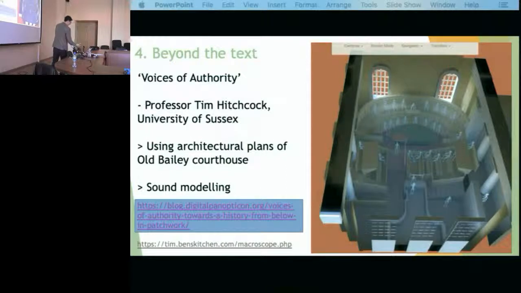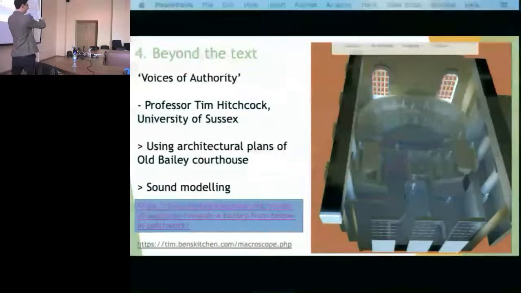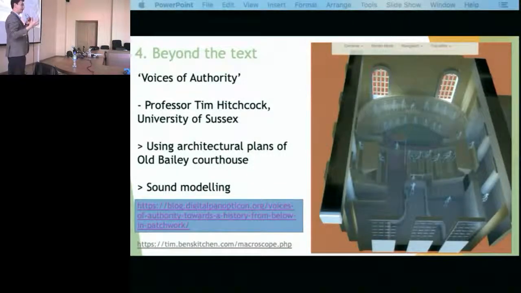He's also creating a sound model based on that 3D construction. So based on what we know of the physical layout of the Old Bailey, of the materials that it was made out of, we can quite literally recreate what a trial would have sounded like. We can insert the words of the Old Bailey trial into that 3D model, and then we can replay the sounds of a trial.